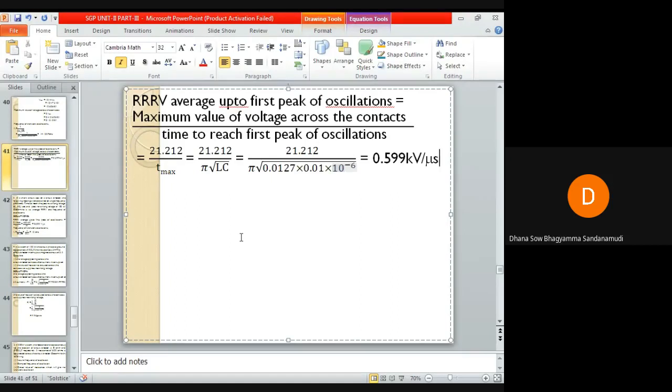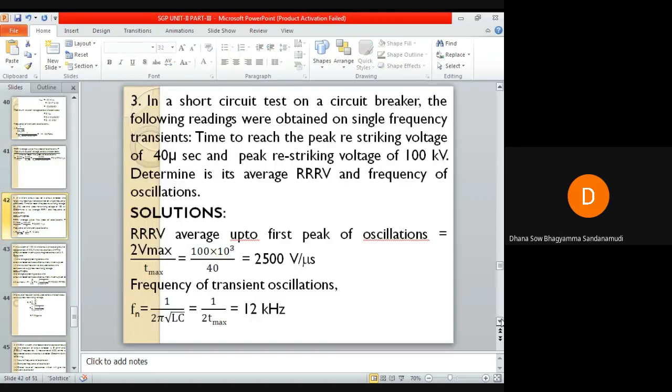Completed? Okay. So you have got the average value of rate of rise of restriking voltage as 0.599 kilovolts per microsecond. Okay, let us go to the next problem.